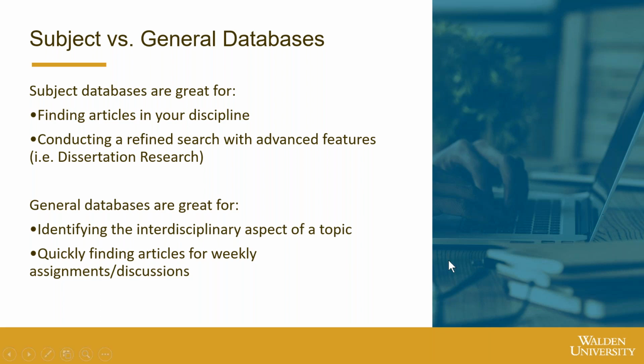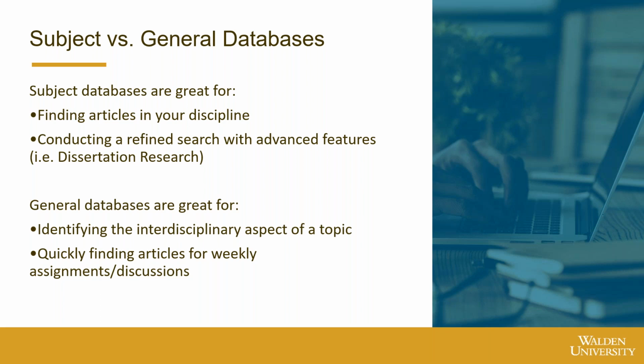A subject database, and in the health sciences, we might say PubMed or CINAHL, something like that, you're going to be able to find great articles associated with your discipline. Another thing that's great about the subject databases is that you can conduct a very refined search with advanced features. So for example, if you want to limit by methodology or population when you're doing your dissertation research, some of the subject databases are really going to be your best choice.